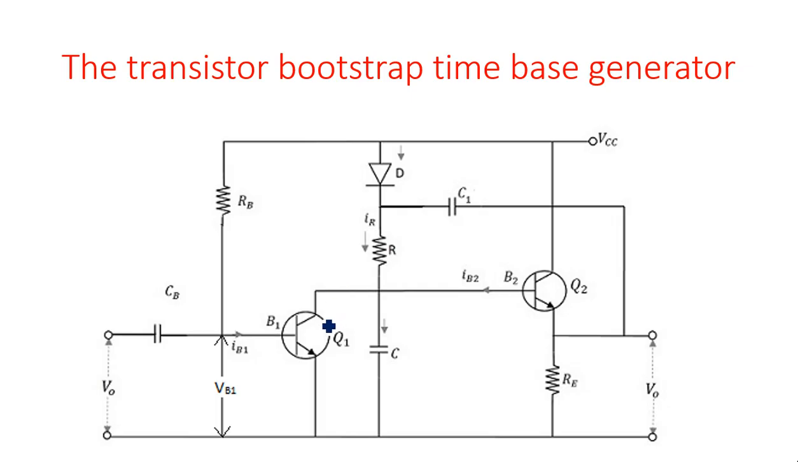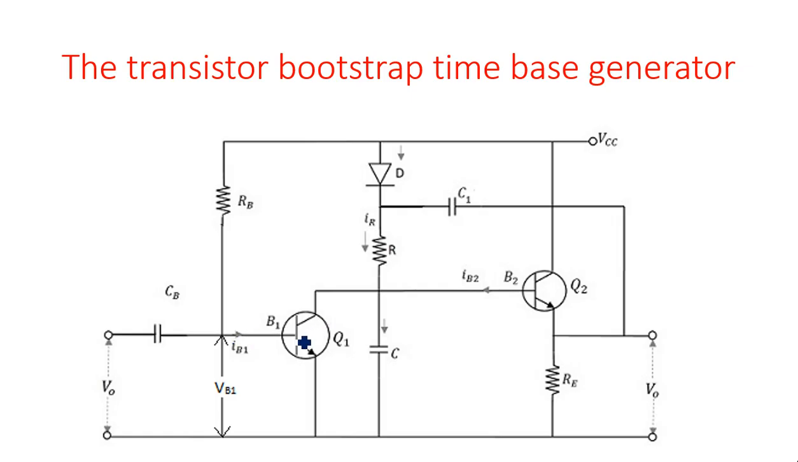See, there are two transistors needed for the bootstrap time-based generator, whereas in the Miller circuit we used three BJTs. The first stage is an emitter follower, followed by an amplifier, and then again an emitter follower. These are the three stages we used in the case of the Miller circuit. Now, in the bootstrap time-based generator, we need two BJTs, Q1 and Q2.